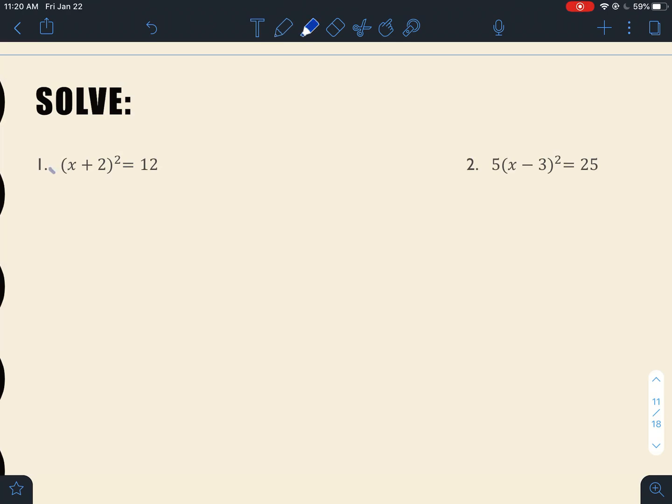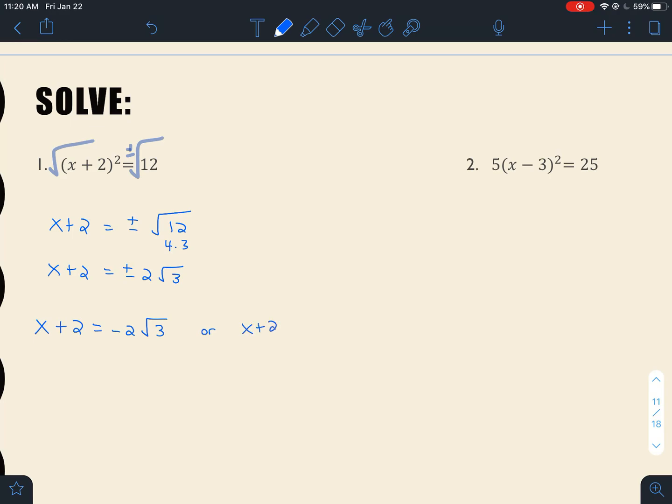All right, so we're going to take the square root of both sides, and then plus or minus. And so we would get x plus 2 equals plus or minus the square root of 12. The square root of 12, we could break that up into 4 times 3. So this would be plus or minus 2 root 3. And then write your two equations. So either x plus 2 equals negative 2 root 3, or x plus 2 equals positive 2 root 3.